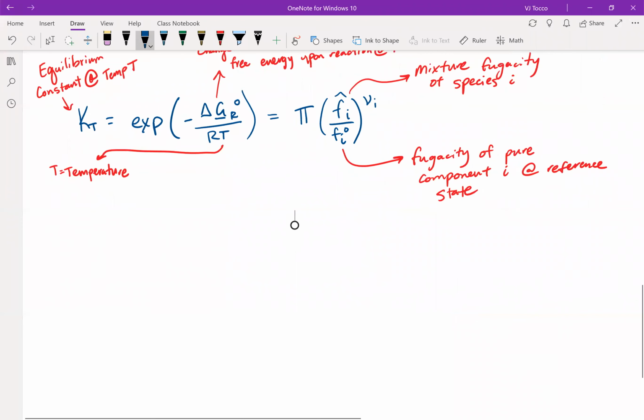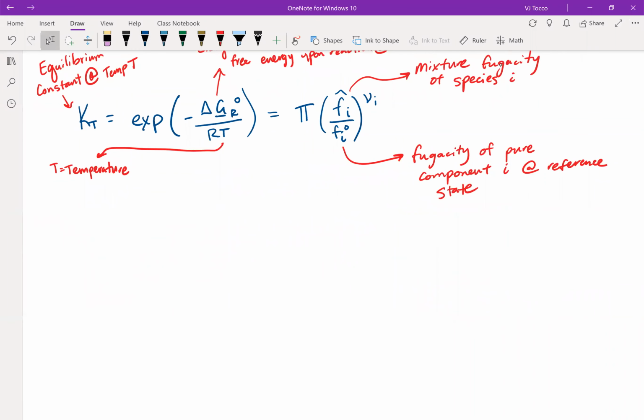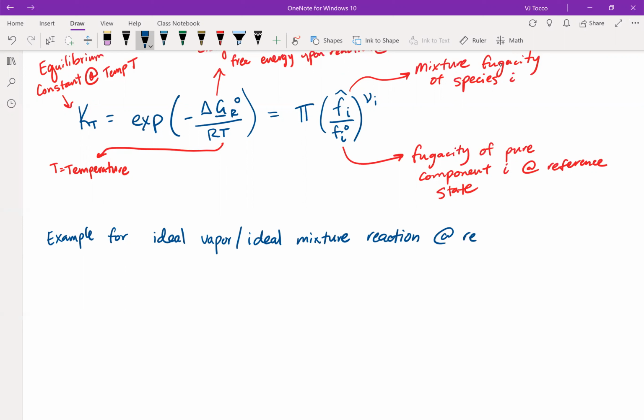So next, I'm just going to show you that for ideal cases, this equation reduces to what we're used to. So an example, for an ideal vapor, ideal mixture reaction at the reference state. Remember, if your reaction is not at the reference state, then you have some additional steps to take.